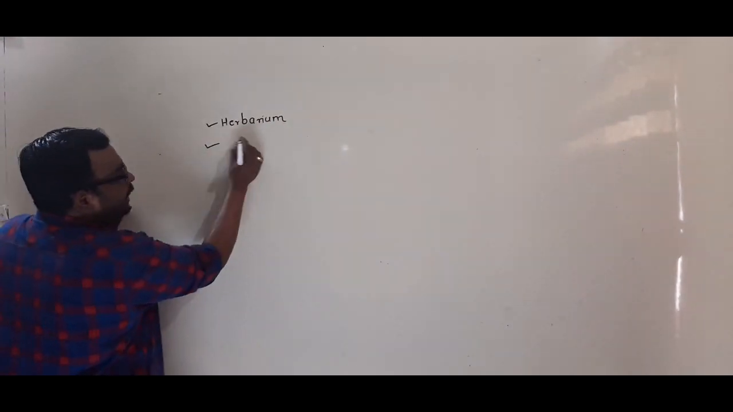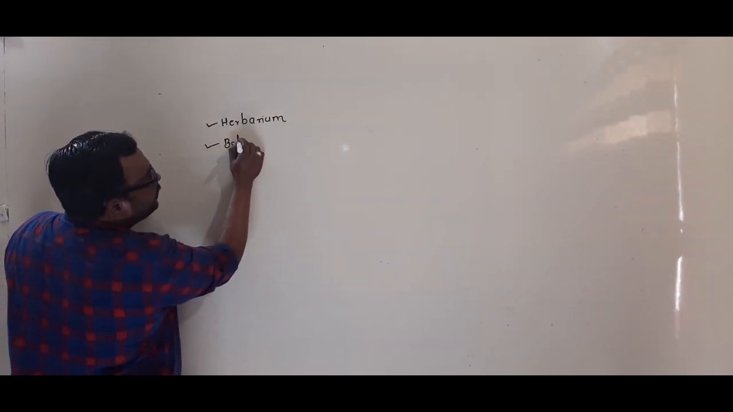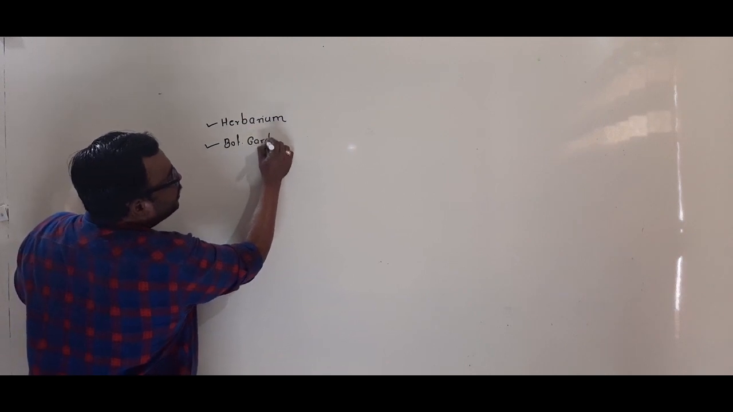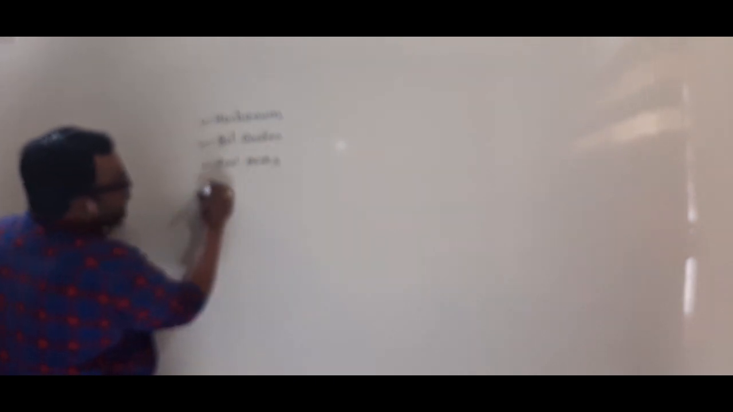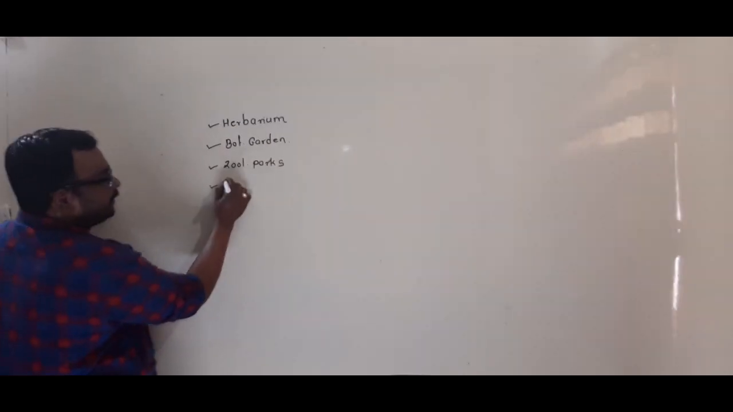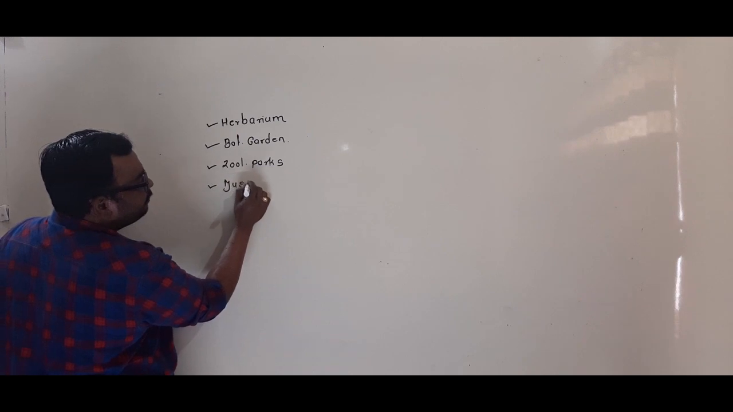The second taxonomic aid we discussed is which gardens? Yes, botanical garden. Am I right? A botanical garden is a collection of which plants? Living plants. Third, a collection of wild animals is called zoological parks. A collection of plant and animal specimens is called, yes please, museum.